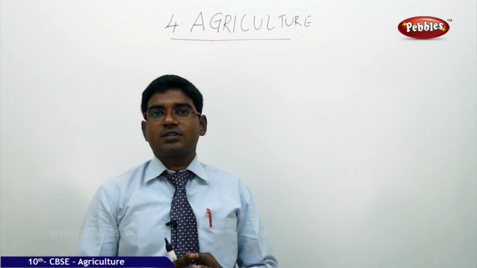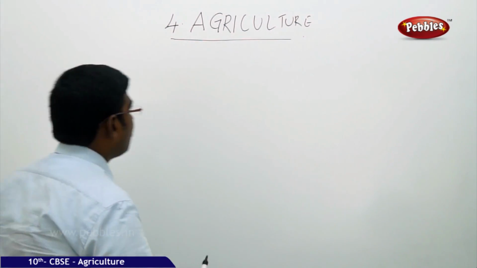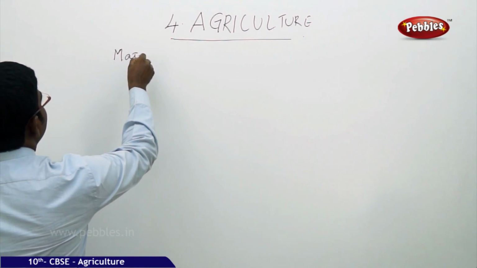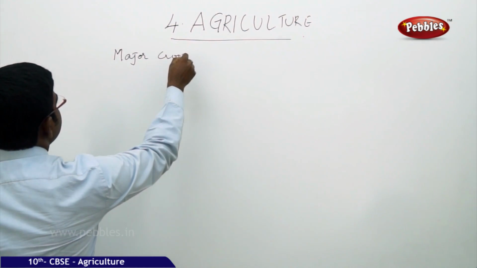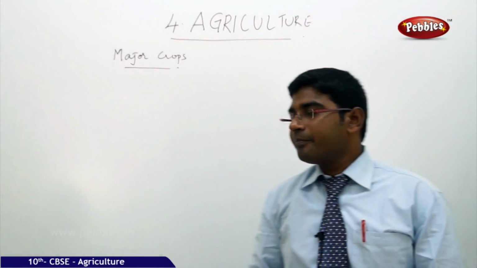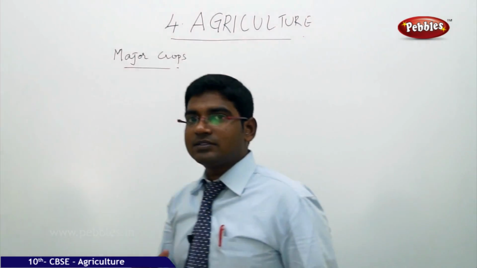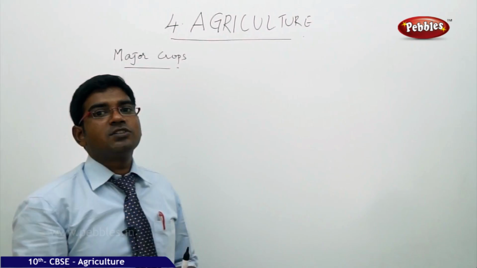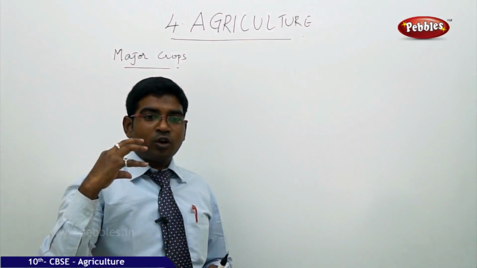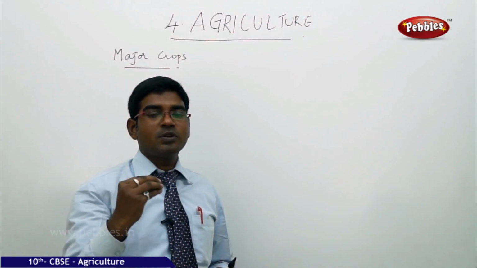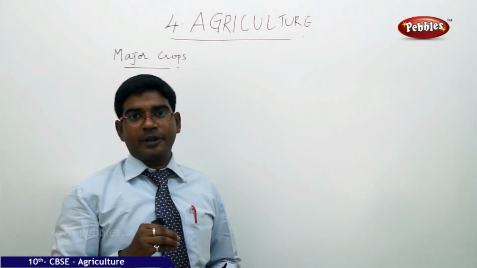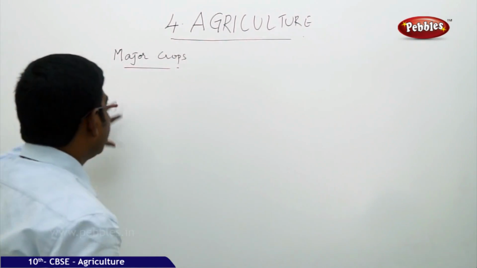Now we shall move on to discuss the major crops. What are the major crops in India? Just now we were discussing the major crop seasons in India. In that, we have already discussed that in India we have three major crop seasons: Kharif, Rabi and Zaid. So according to the climatic conditions which are suitable, only those particular crops can be grown during a particular crop period. So now let us see the major crops.